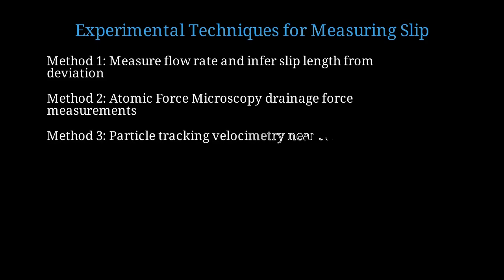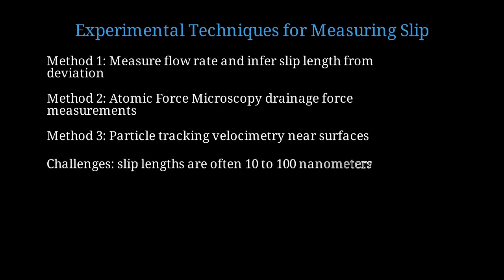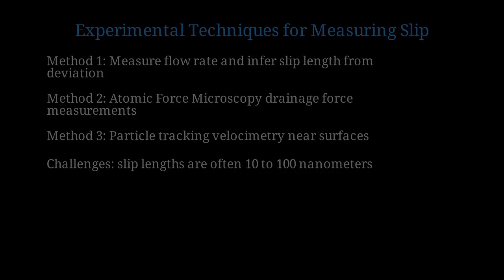A third method uses particle tracking velocimetry. You track tiny tracer particles near the surface and directly measure their velocity profile. The challenge is that slip lengths are typically only 10 to 100 nanometers. You need extremely precise measurements to detect such small effects.